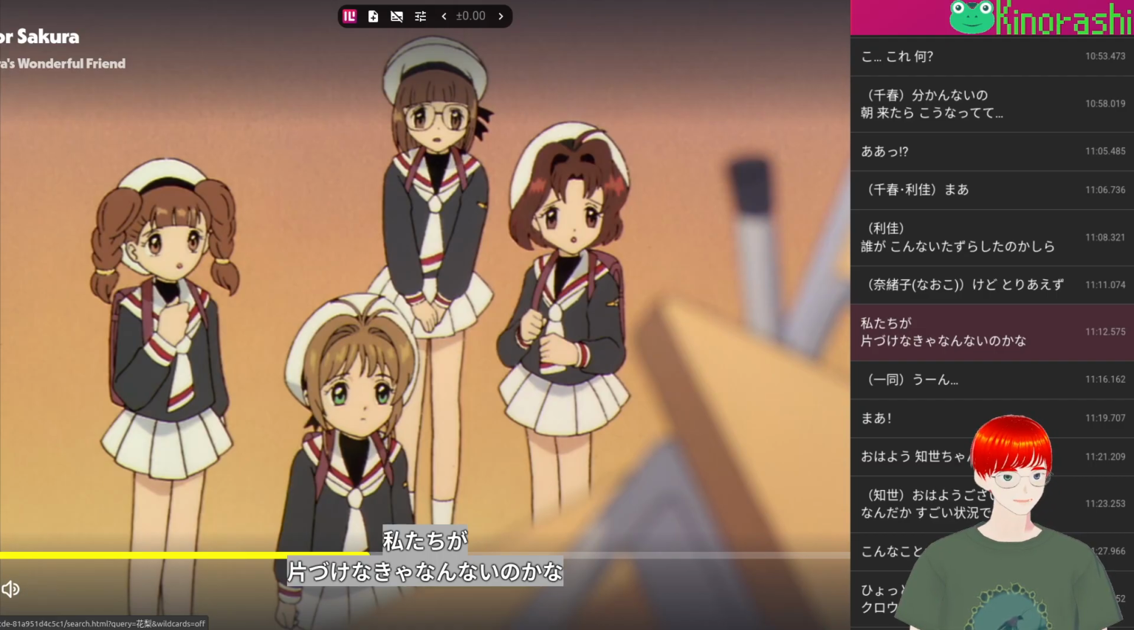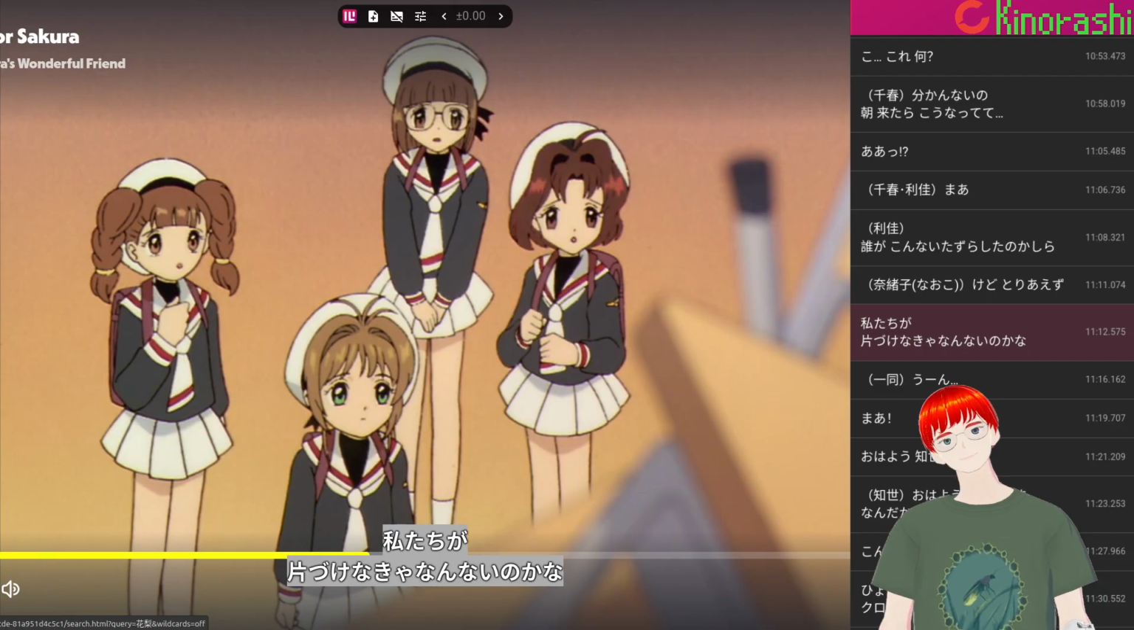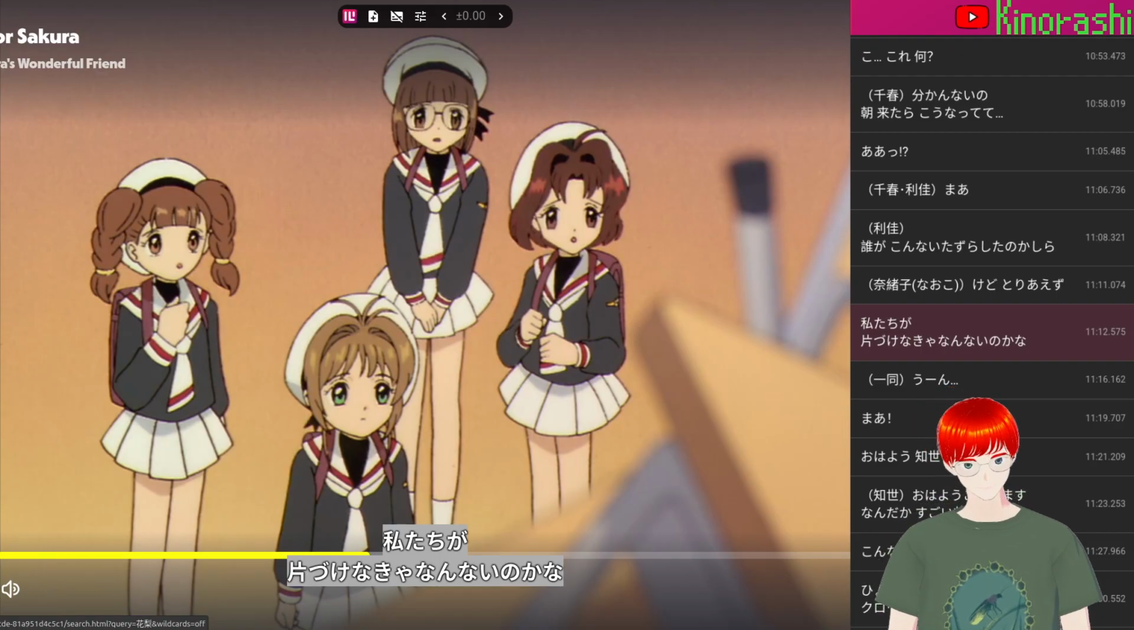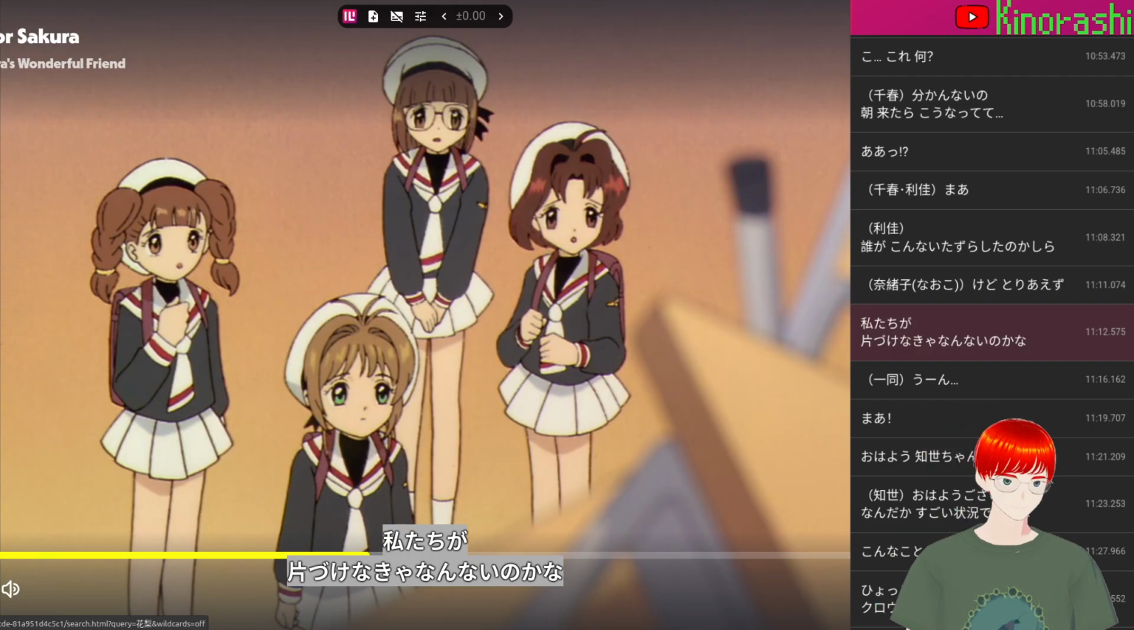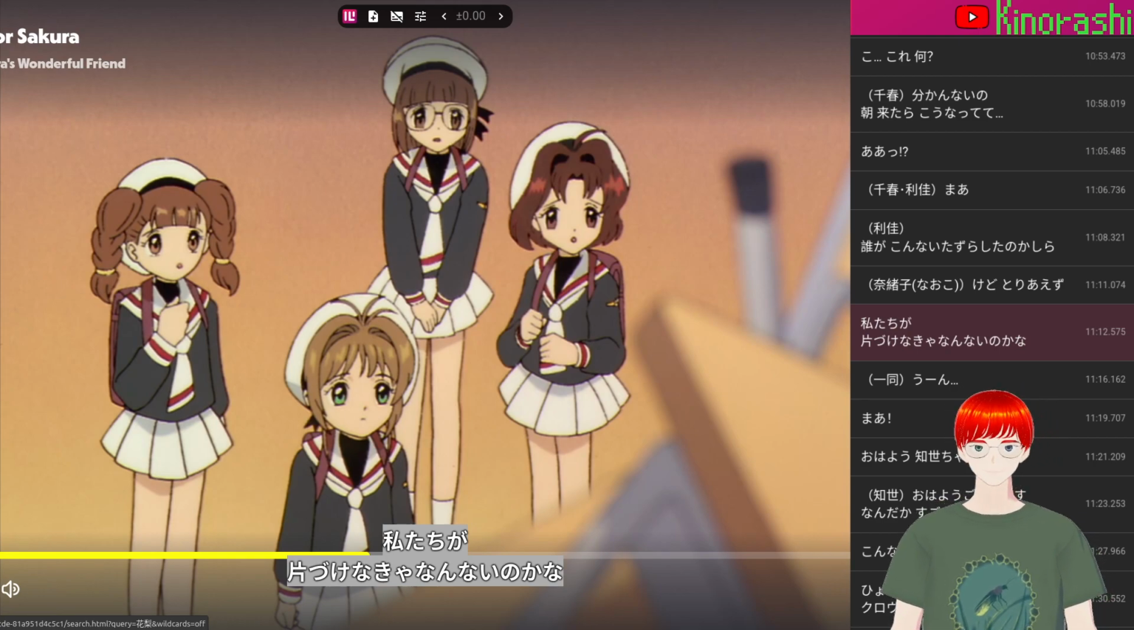So next, nanai. This is the negative form of the verb aru, to exist. Nanai is a colloquial form of nai, and nai is negative, so nanai means cannot. Wait. None. Nanai.